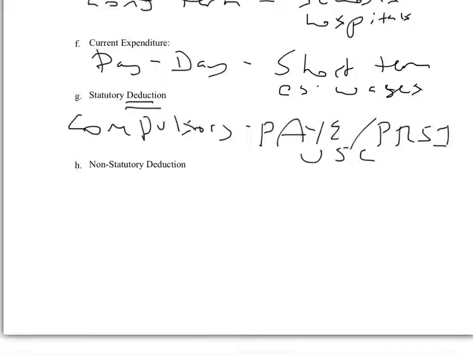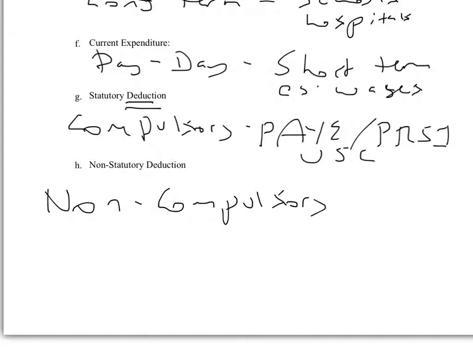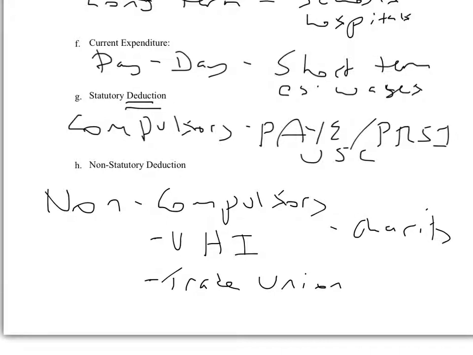And finally, the last question asks you non-statutory. So non-compulsory. That could be VHI, trade union membership, or charity donation.